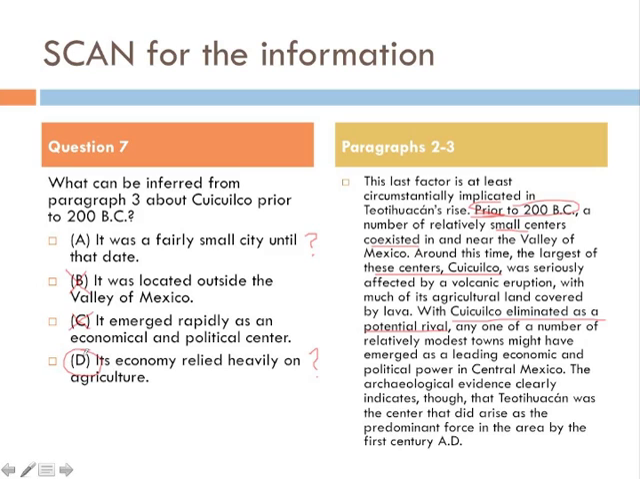So again, notice here that when we're inferring information, this one is probably the closest to the actual language stated in the text, that it did have agricultural land, and that probably that's what affected its position.